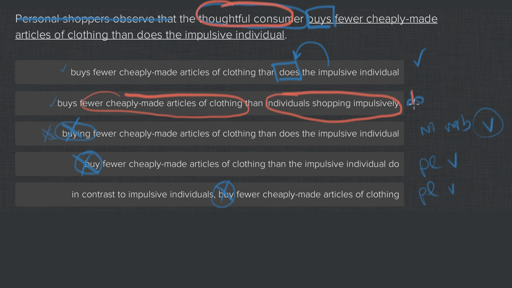So when you put the do on it, now it becomes clear that we're comparing what thoughtful consumers buy to what individuals shopping impulsively buy, right? So you need to have a verb on here somewhere. And this is a comparison error. And the correct one will be the top choice.